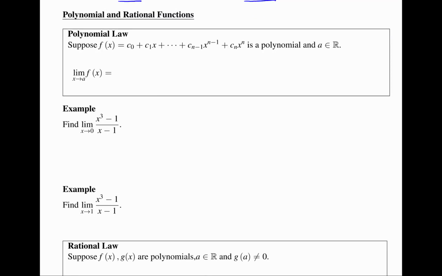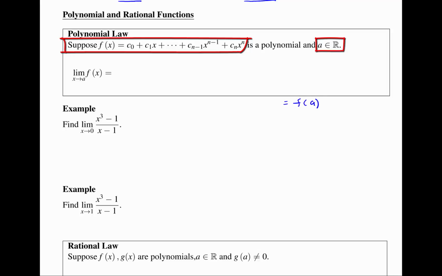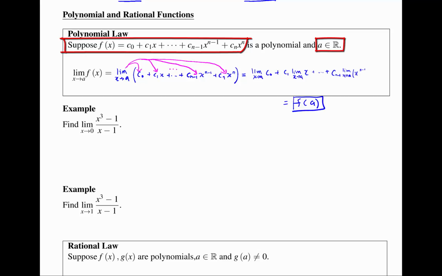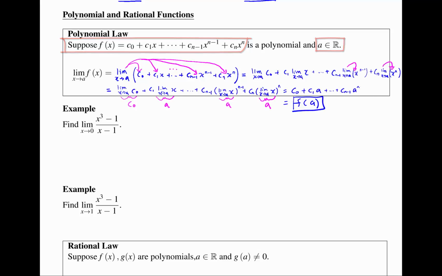The polynomial law says, suppose f is a polynomial and a is a real number. Then the limit as x approaches a of f of x is equal to f of a. Now this just follows by the linearity and product laws and the basic limits. To motivate the rational function law, let's take a look at the following example.